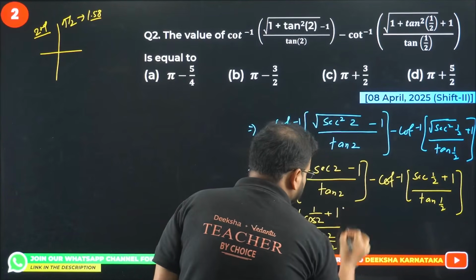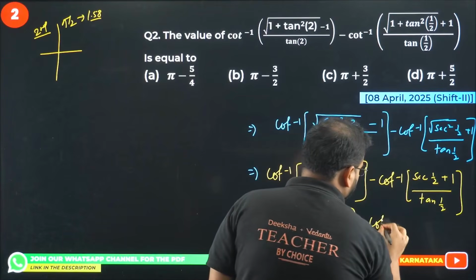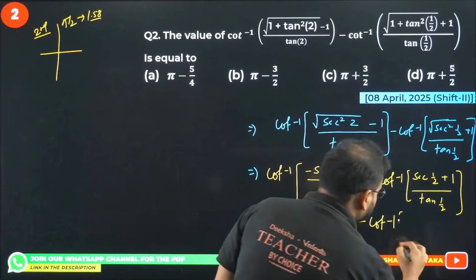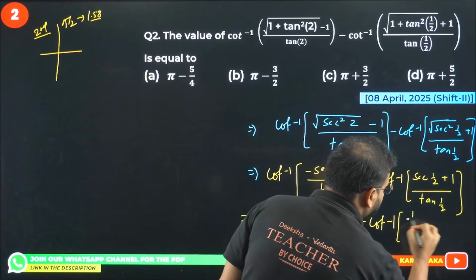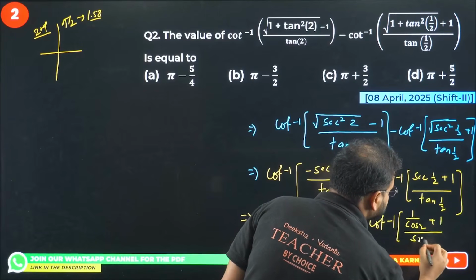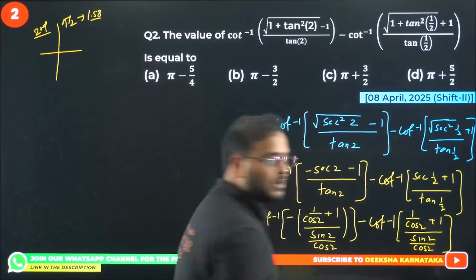Okay, so this bracket is closed. Same way I can get on this side also. We have cot inverse, and this bracket will become the same thing, 1 by cos 2 plus 1 by sine 2 by cos 2. I hope this is all clear to you.